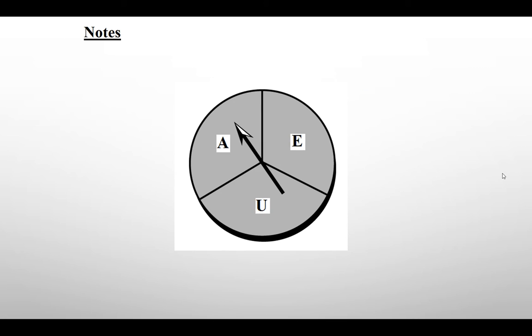Two notes here. One, if the probability of event A occurring is equal to 0 or 0%, then what that means is that the event is impossible. So if you look at this illustration, this is a picture of a spinner where the spinner is divided into 3 areas. In one area you have the letter A, in one area you have the letter E, and in one area you have the letter U.